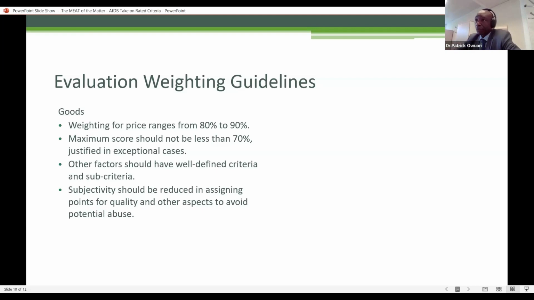If you look at the FIDIC procurement guideline, it talks about rated criteria based on certain adjectives. When looking at technical aspects, you indicate things like, sorry colleagues, just a minute.